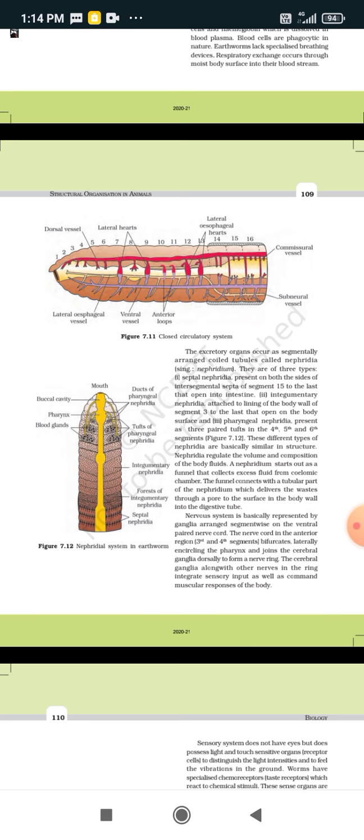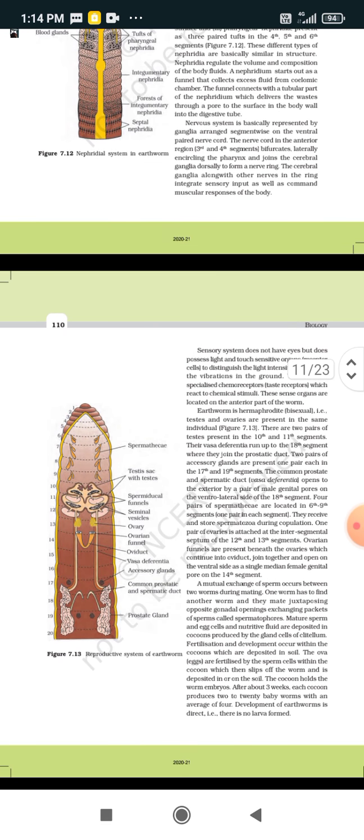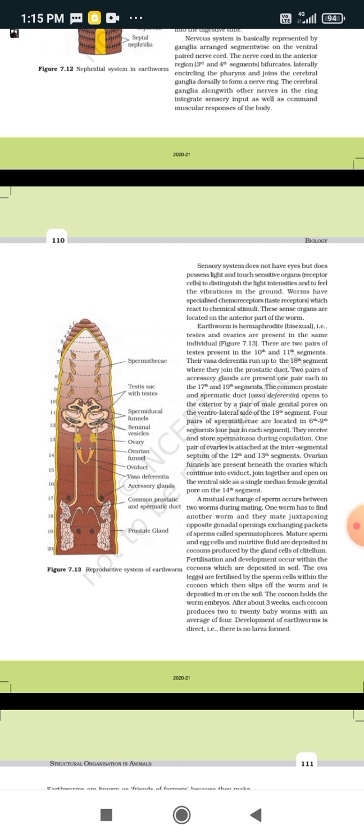Okay? Now next comes the sensory system. The sensory system does not have eyes, but does possess light and touch sensitive organs or receptor cells to distinguish light intensity and to feel the vibrations in the ground. Basically, in the earthworm, no such sensitive organs are present, but they respond to light and touch. If we give any light or touch the earthworm, it shows sensation in the body or movement.